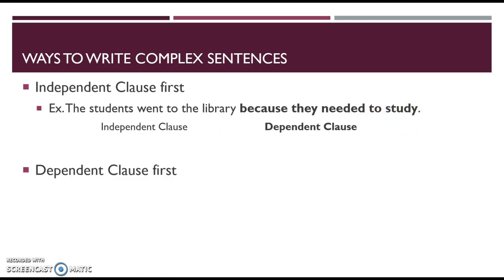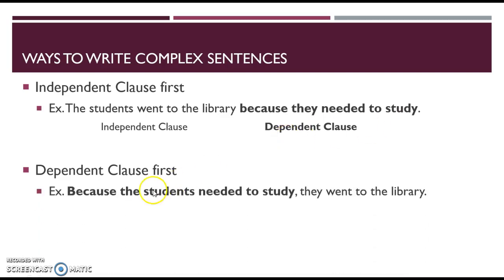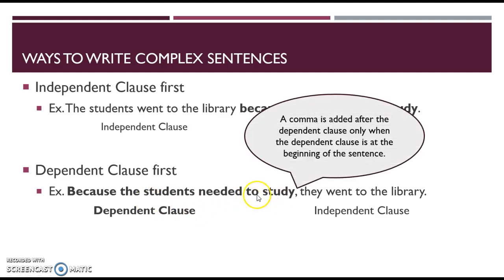We can also write complex sentences with the dependent clause first. For example, because the students needed to study, they went to the library. So this is the same sentence as the first sentence, but we have the dependent clause in the front of the sentence. Notice there's a comma after the dependent clause. So we use a comma. A comma is added after the dependent clause only when the dependent clause is at the beginning of the sentence.